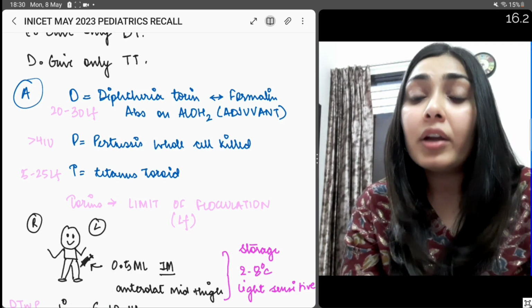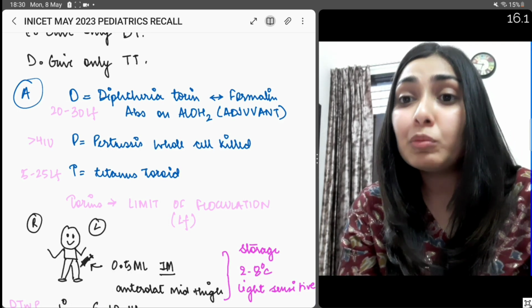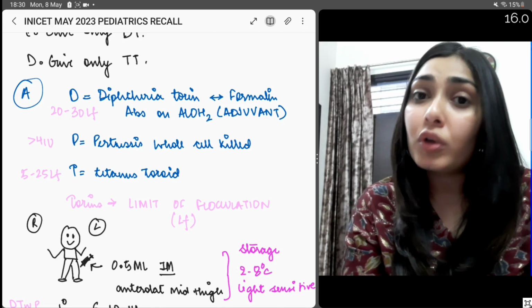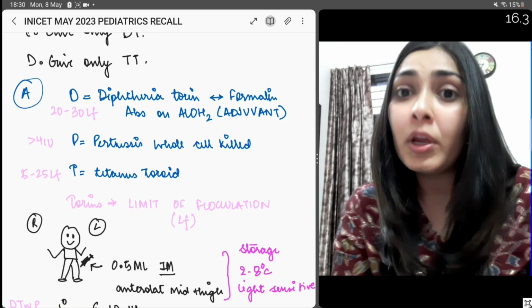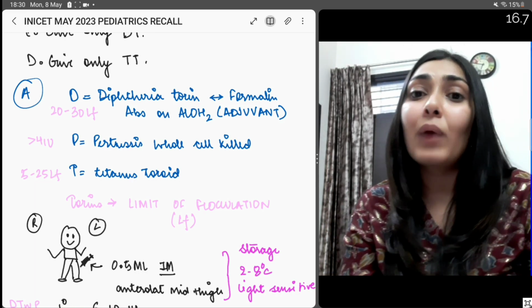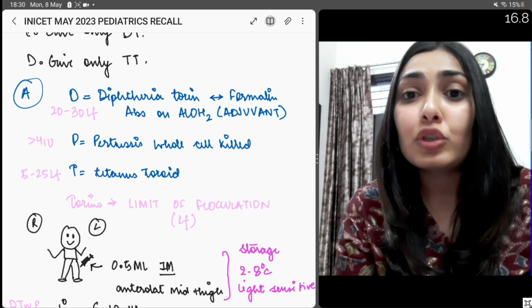These toxins are expressed in the form of limit of flocculation, LF. So the amount of diphtheria toxin in the vaccine is 20 to 30 LF. Tetanus toxoid is 5 to 25 LF, and pertussis whole cell killed vaccine is more than 4 international units.